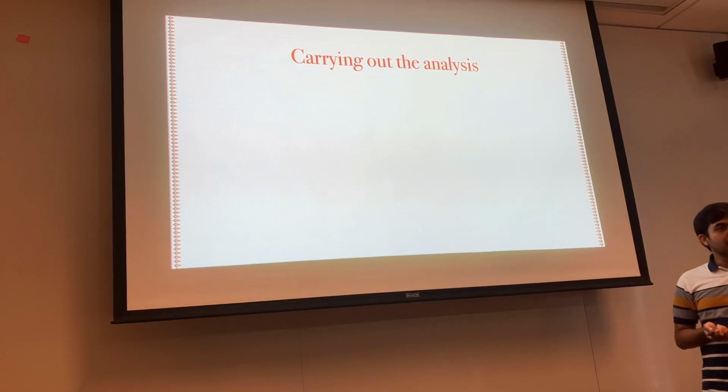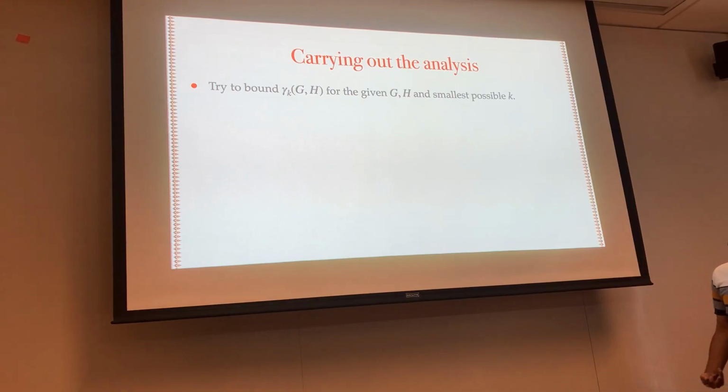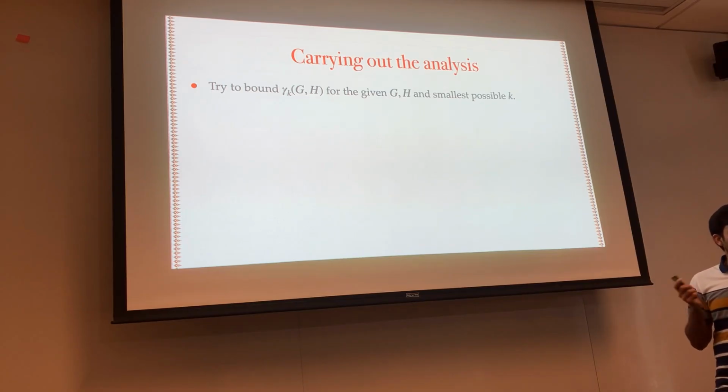So the analysis is very simple because that's how we came up with the test. The key thing is as follows. The test is well defined for any pair of groups. All you have to do is sit down and bound this number. And this is where your question about smallest k comes in. This number could be large for some k, but as k increases, you might get a better handle on this.